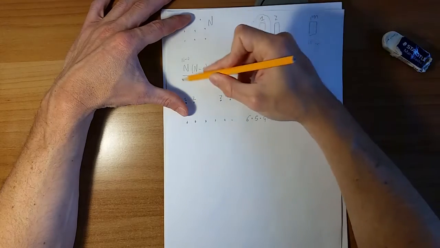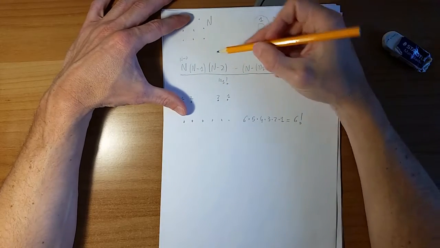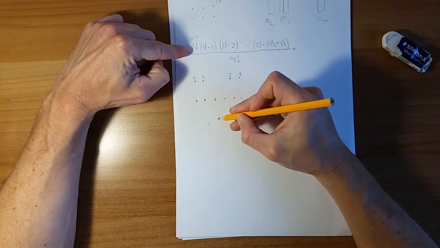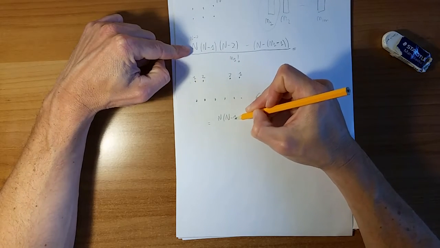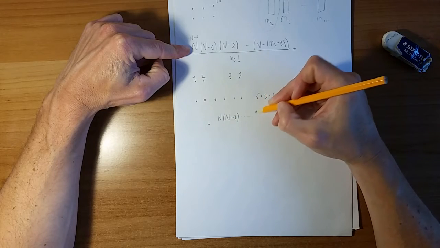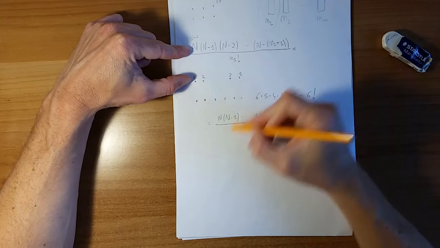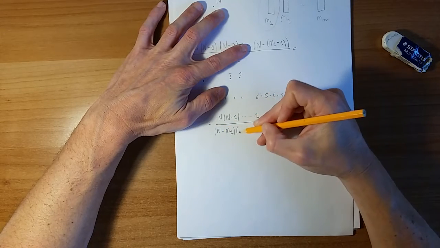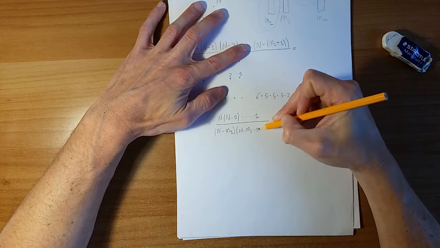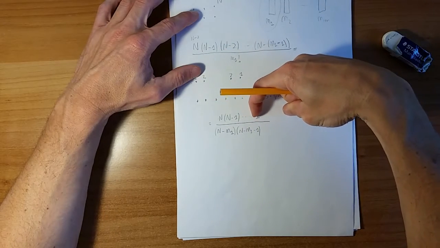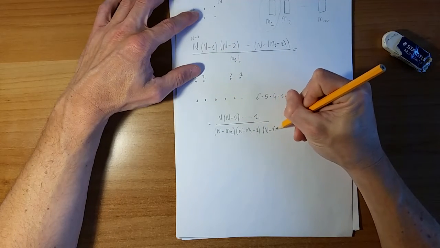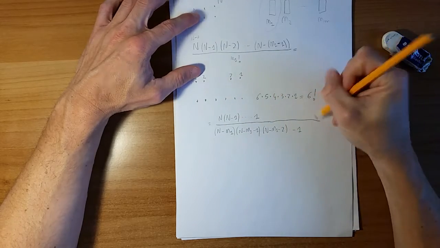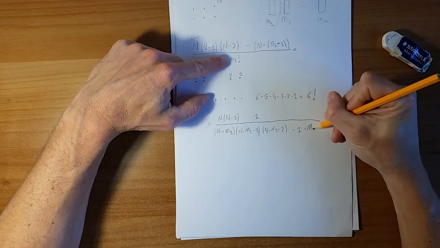I will rewrite this in a more suitable form. If I take the numerator, I can rewrite it as n times n minus 1, dot dot dot all the way down to 1, and of course I have to divide by n minus n1 times n minus n1 minus 1 because I have to get rid of the terms that I have added here, and then I have n minus n1 minus 2, you get the idea, all the way down to 1, and then also I have n1 factorial.